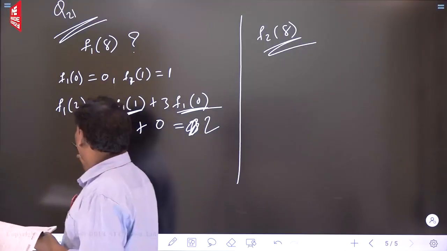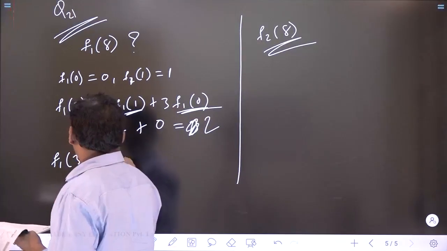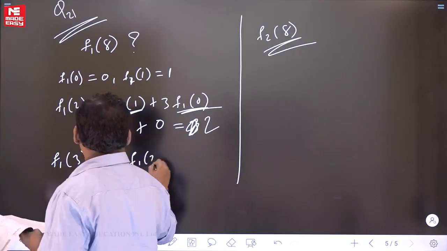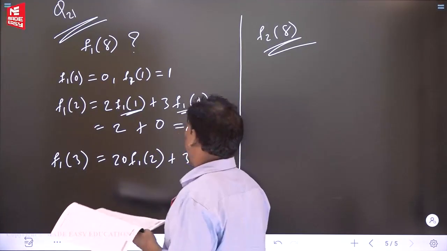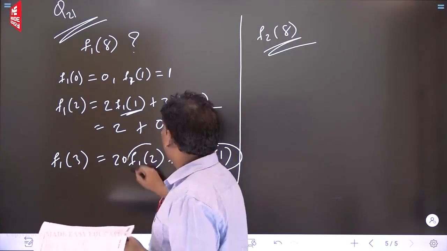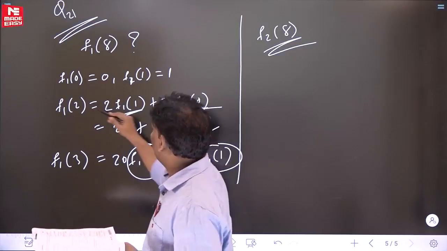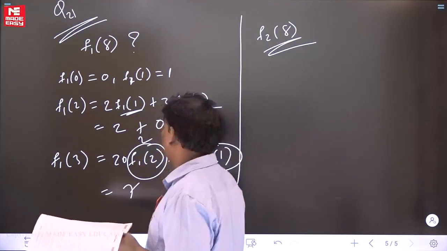I think from this one you can get the remaining things easily. Let's check here. What is the f1 of 3? It is 2 times f1 of 2 plus 3 times f1 of 1. What is the f1 of 1? We are already done, 1. What is the f1 of 2? That is 2. Totally 4 plus 3, 7.